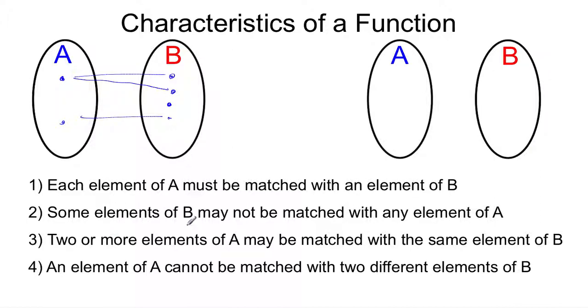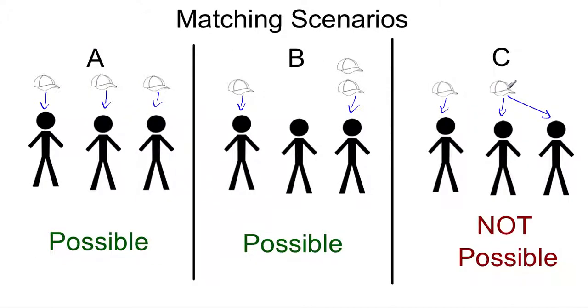Now, two or more elements of A may be matched with the same element of B. I kind of did this a little bit backwards here, but that's fine. Like this, an element of A cannot be matched with two elements of B. Sorry, I did kind of mix that up right there. What that means is this: I cannot go from one value in A to two values in B. So I can't go from one hat to two people. That doesn't make sense. It's not possible.